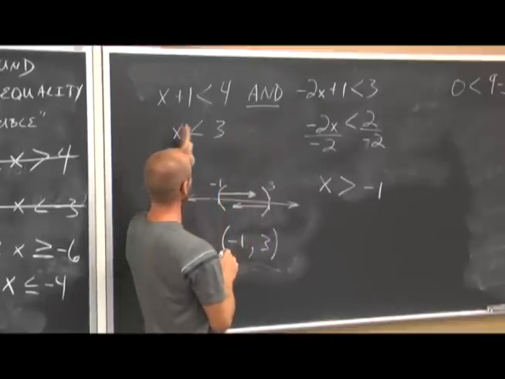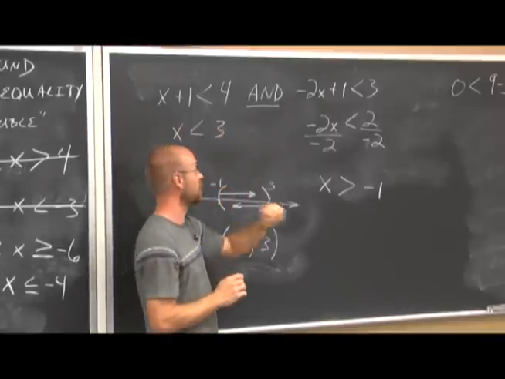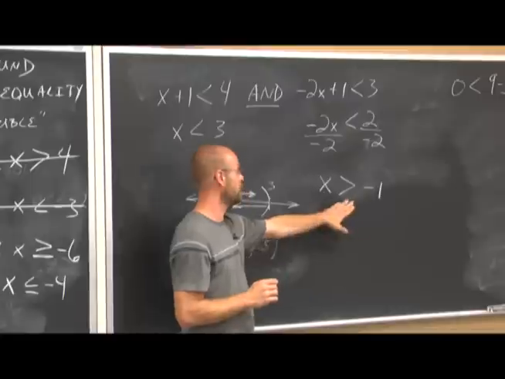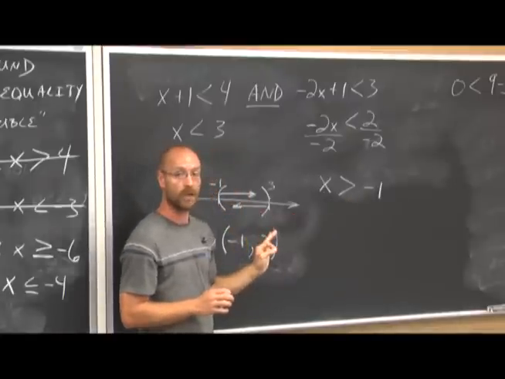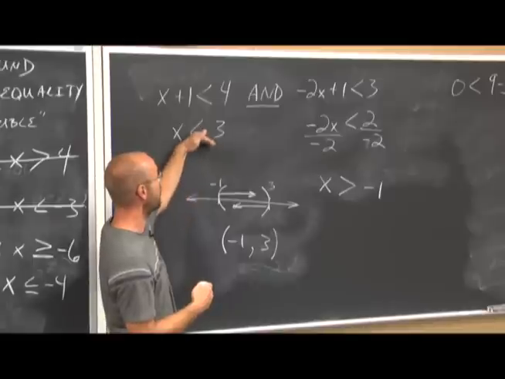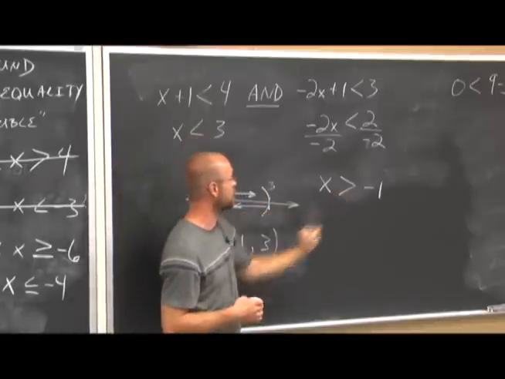So 0 is less than 3. I know that's a true statement. 0 is greater than negative 1. 0 is greater than any negative number. So that's good. It's true in both statements. Now, the last thing I can do is write it in set notation. We have part of the set here and part of the set here.